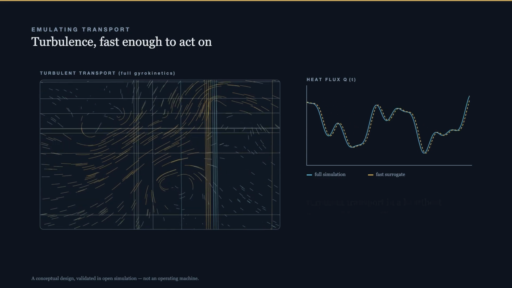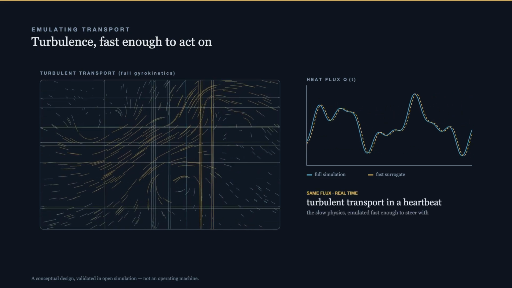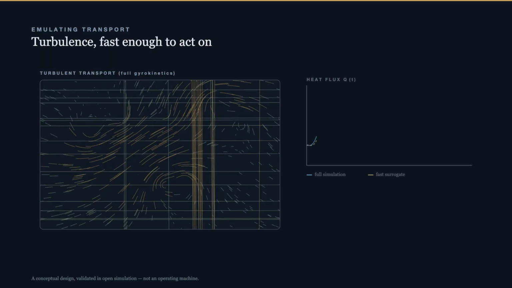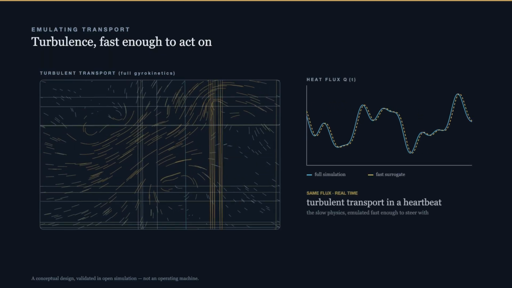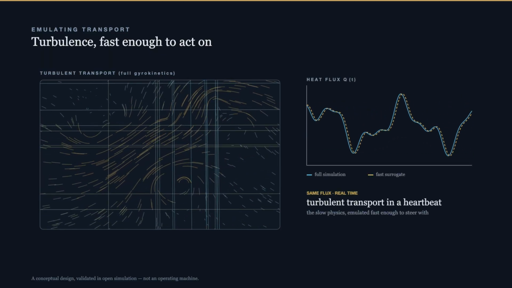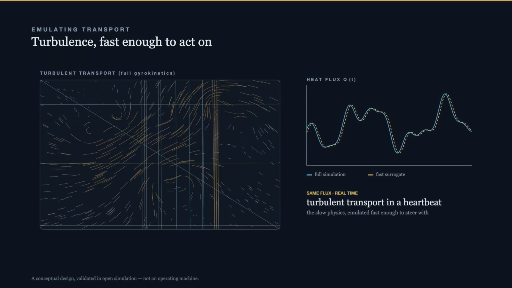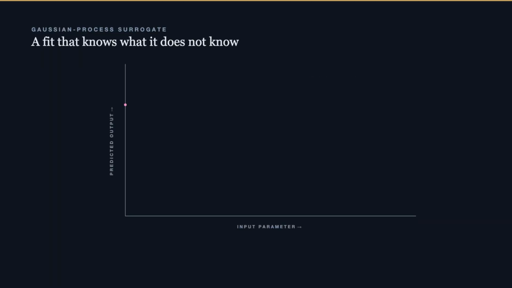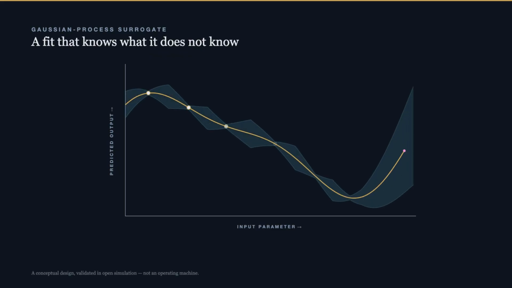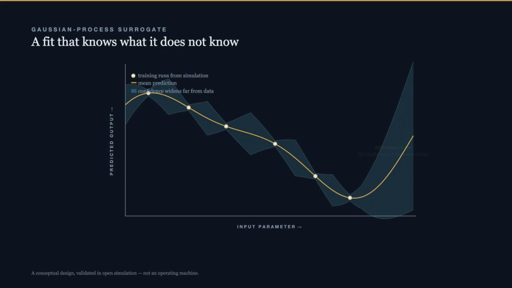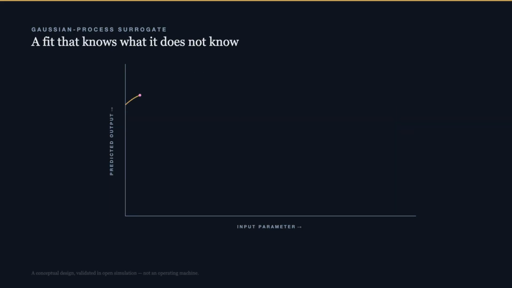Speed is only half the deal. The other half is knowing when to trust it. A Gaussian process surrogate returns not just a prediction, but an uncertainty band. Wider where it has seen little data, narrow where it has seen much. It tells you, plainly, when it is guessing.